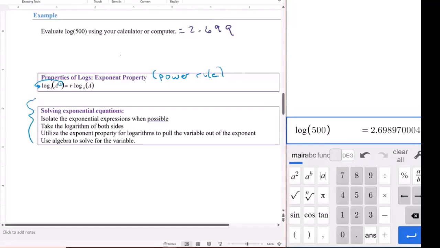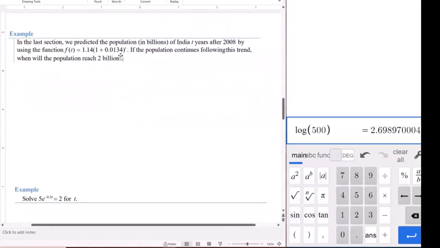We're going to isolate the exponential expression when possible. That means take the b to the x, whatever that is, and just like if I wanted to solve for x, I get everything away from the x. Here, I'm getting everything away from b to the x. Then I take the log of both sides, and then I utilize the exponent property of logarithms to pull the variable out of the exponent, and then we'll use algebra to solve. Okay? Okay, here we go.